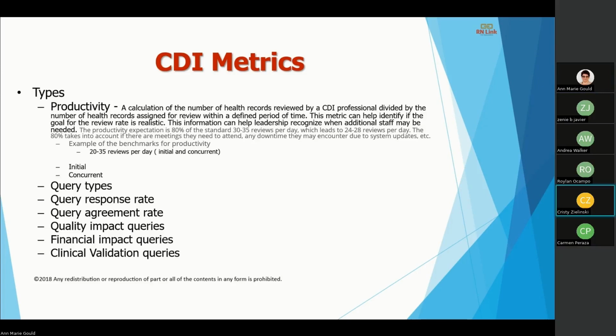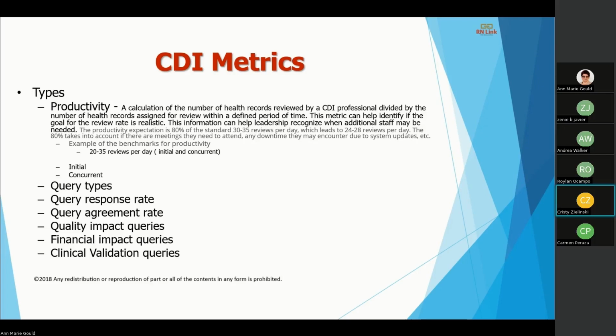So if you see a trend of the query rate going down, the managers or the director look at it. Why is it going down? Because the doctor is learning, or because the CDS are not sending queries? So they have to evaluate that. But it's mostly because the doctors are learning, so you don't have to query. They already documented it.